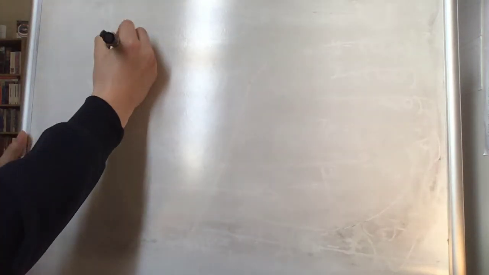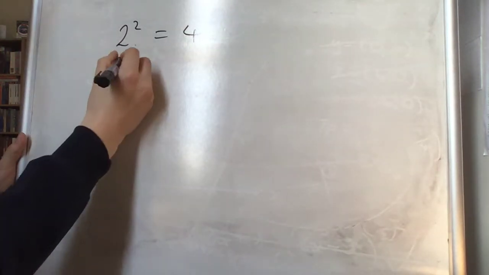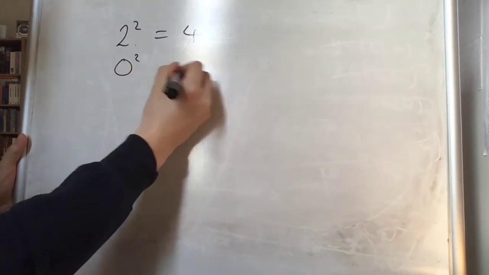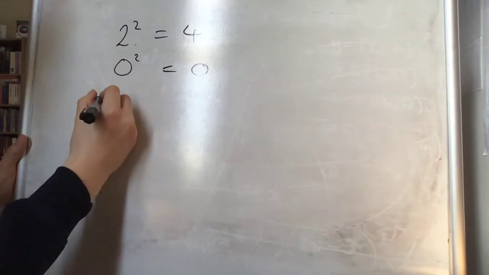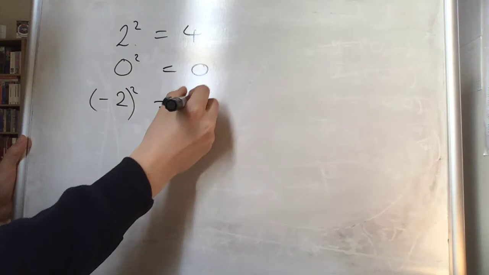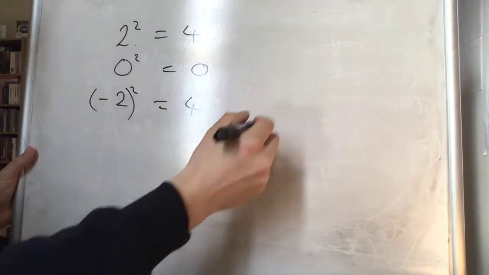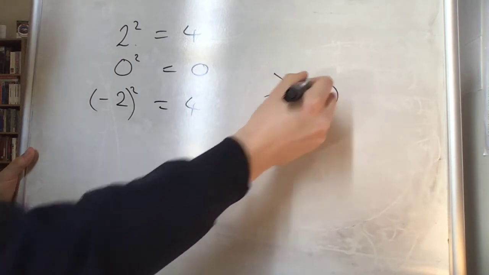In this video, we're going to be looking at the discriminant. Now, if you square any real number, the result is going to be greater than or equal to 0. So for example, 2 squared is equal to 4. 0 squared is equal to 0. And negative 2 squared is equal to 4. So whatever we do, it's always going to be greater than or equal to 0.